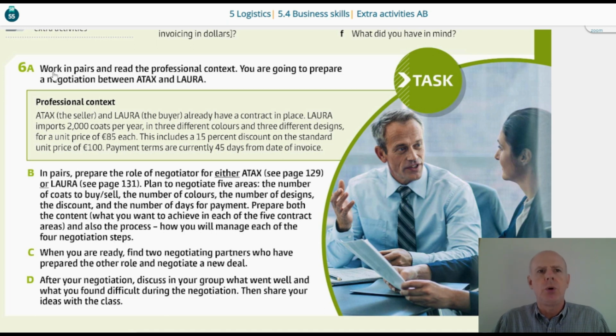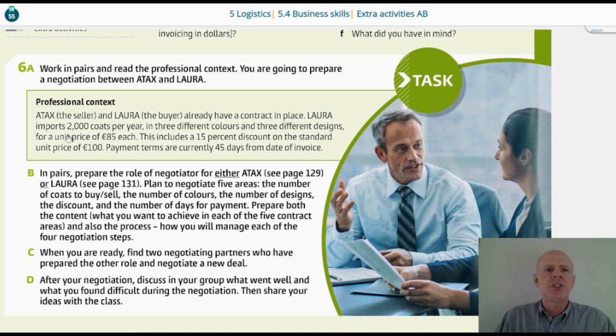Let's read a little more. Let's learn a little more about what's going to happen here. Read the professional context here. You are going to prepare a negotiation between ATAX and Laura. ATAX, the seller, prepares something that Laura buys, and Laura, the buyer, already have a contract in place.